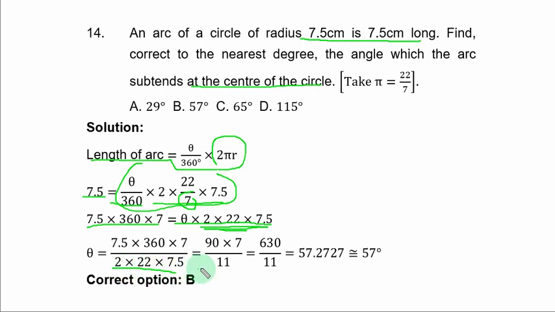If you reduce, you get this. If you multiply, you get this. If you divide, you get 57.2727. To the nearest degree, we consider 57. The next number is not up to 5. Round it down, so you have 57 degrees. B is the correct option.